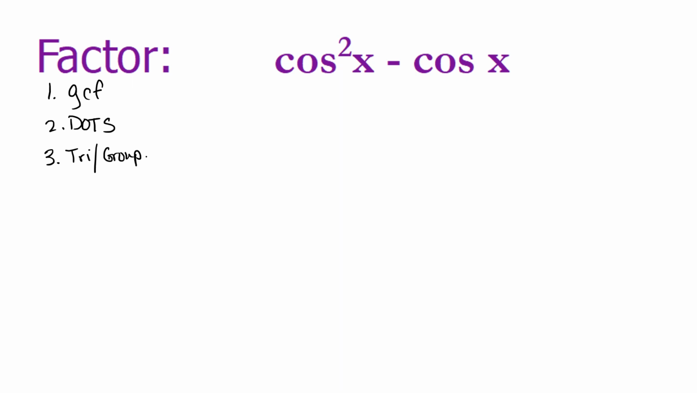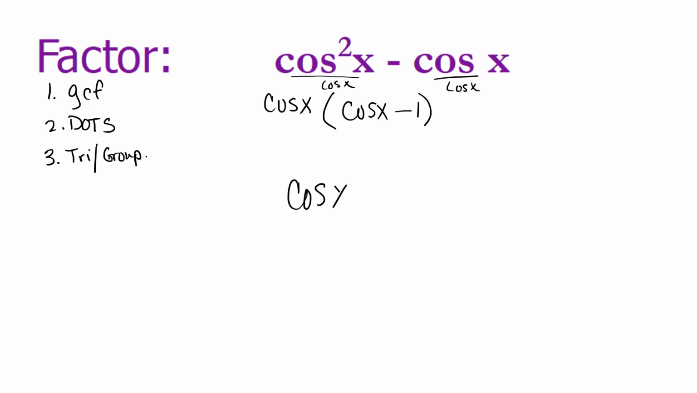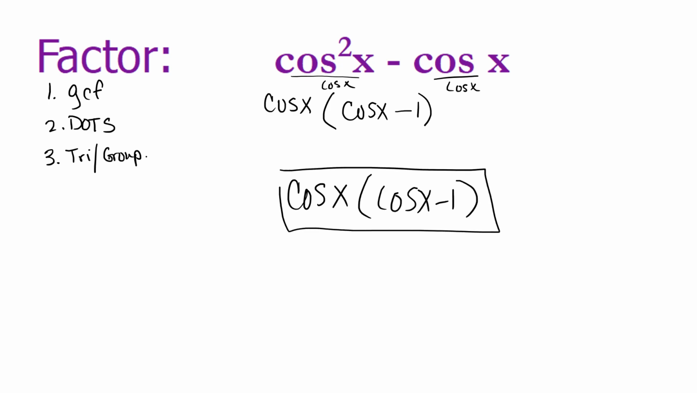Okay, so what I think most of us recognize is that this one does have a GCF. There's a cosine squared minus a cosine, so they both have cosine as a variable, a term, whatever you want to call it. So I can factor out cosine of x. In essence, you're dividing each term by cosine of x. So cosine squared divided by cosine is cosine of x, and negative cosine of x divided by positive cosine of x is negative 1. So this does factor to be cosine of x multiplied by cosine of x minus 1. That's as small as that can get.